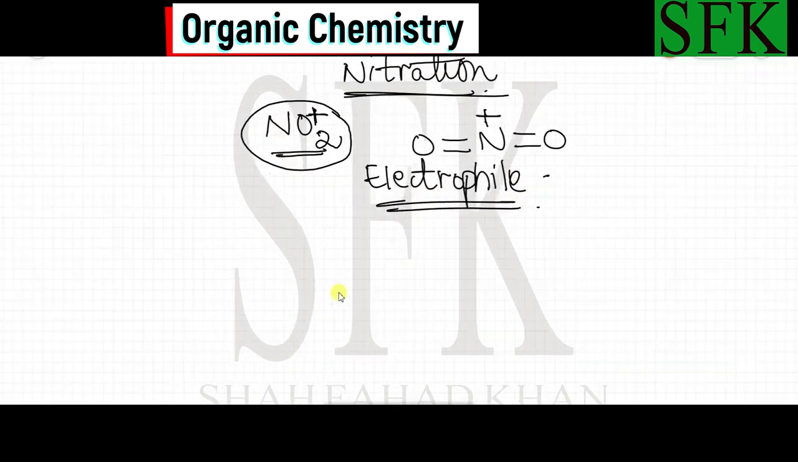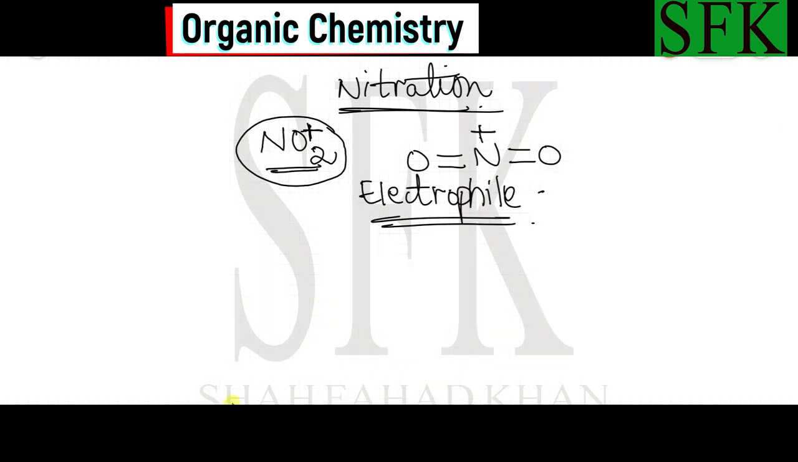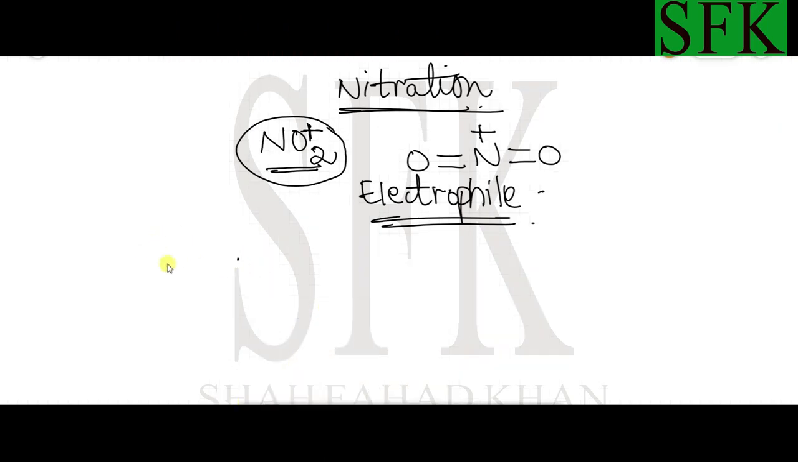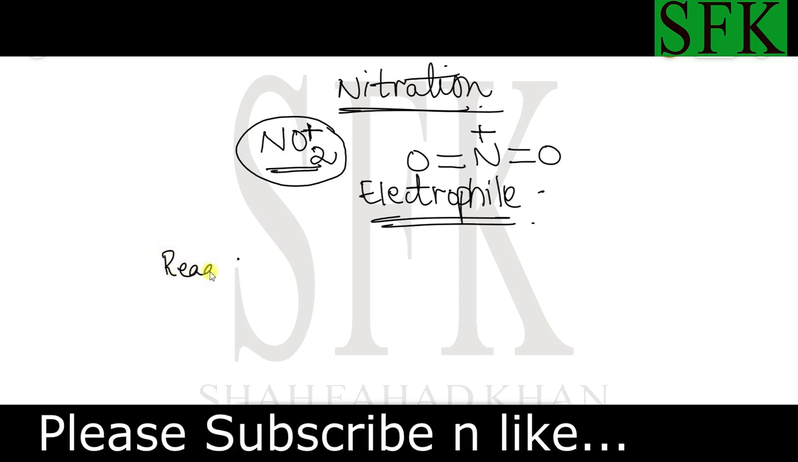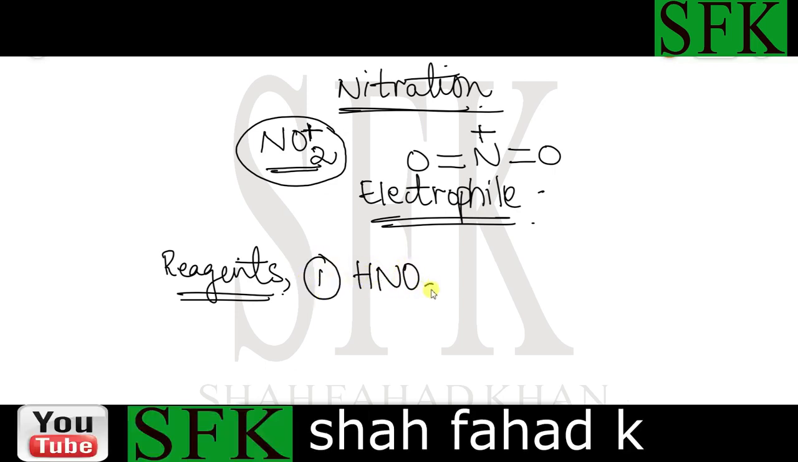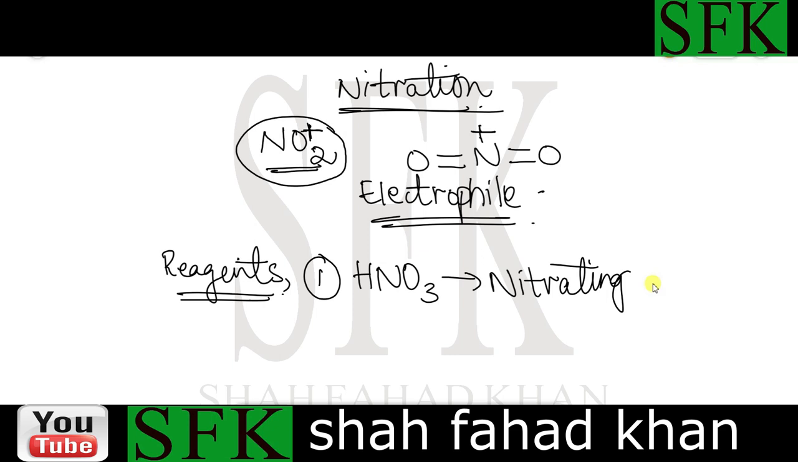Okay, now let's get started. The overall reaction, and let me write down the reagents of this reaction as well. The reagents used in this reaction: there are basically two reagents. The first one is nitric acid, HNO3. This is our nitrating agent.